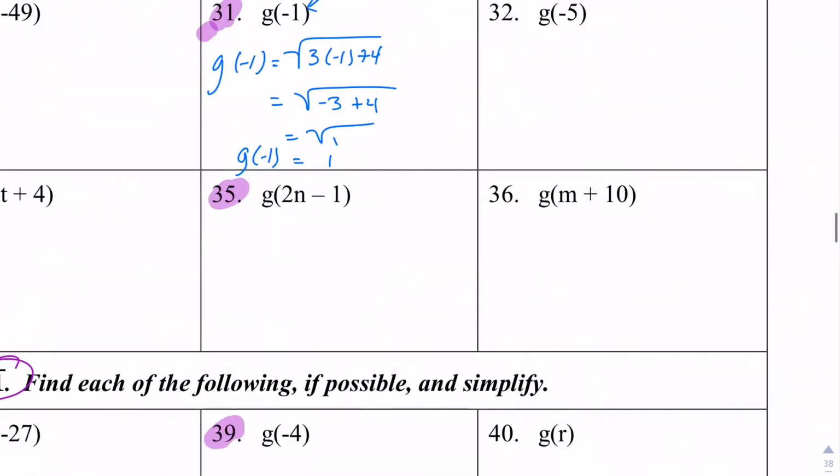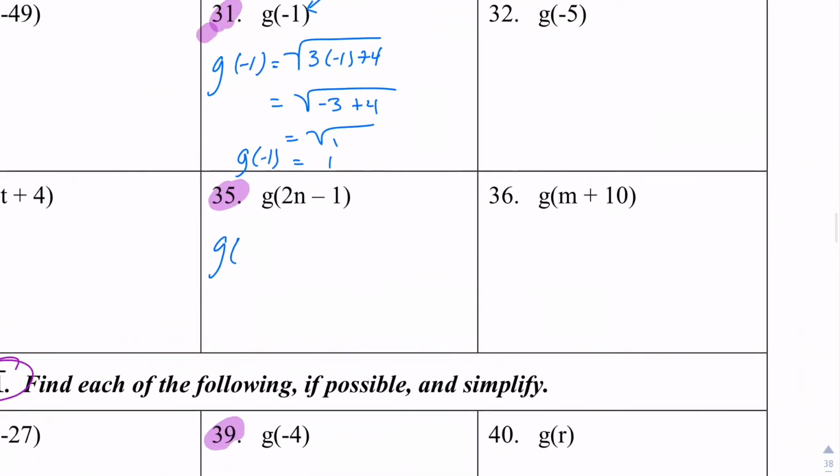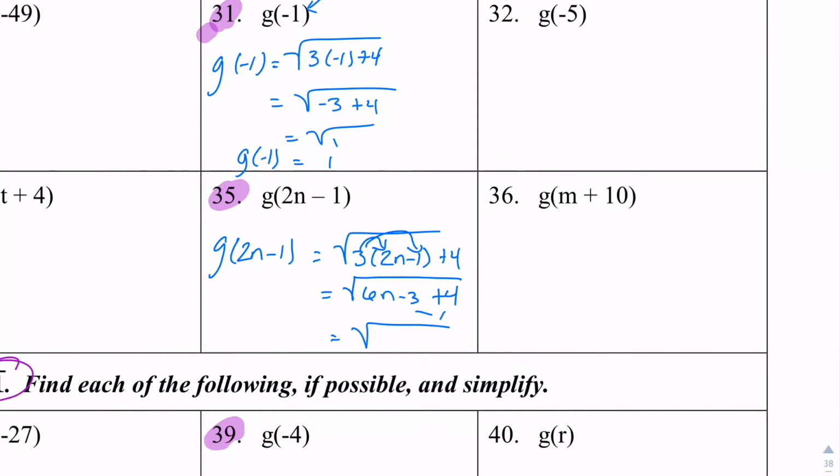G of 2n minus 1. So we're going to take the square root of 3 times whatever I'm given plus 4. Here I'm going to go ahead and distribute. So 6n minus 3, I got that from distributing 3 times 2n and 3 times negative 1. And then I have to add that 4 still. So I'm going to combine my like terms. And I'm left with 6n plus 1. And that's all we can do.